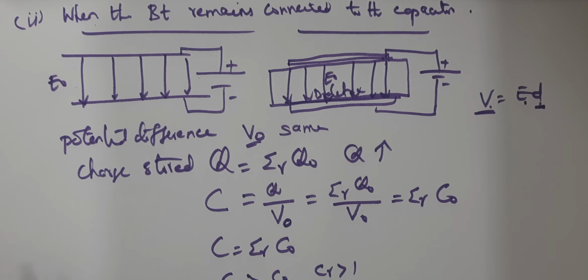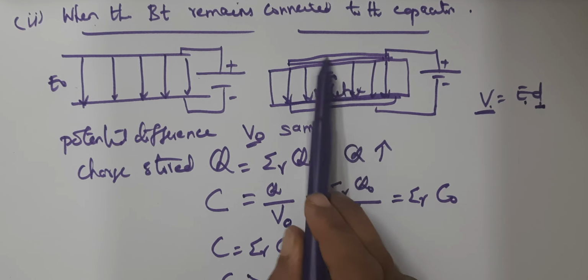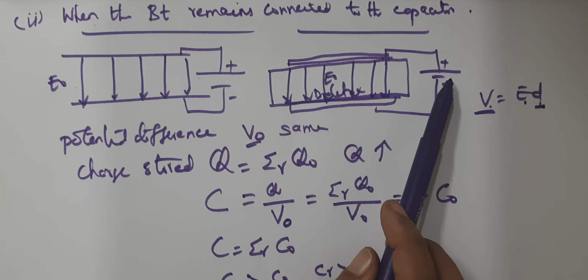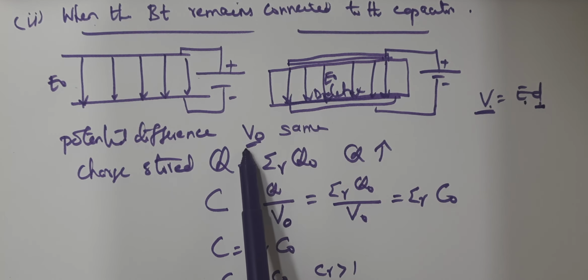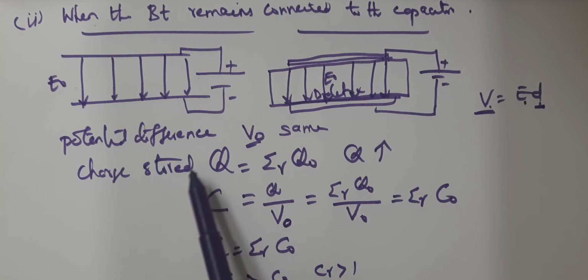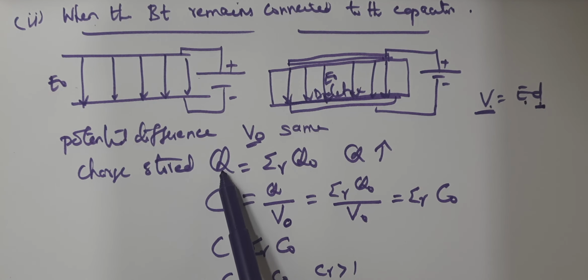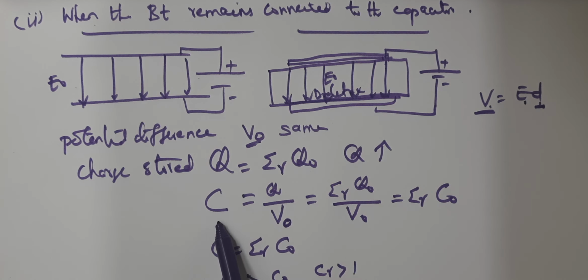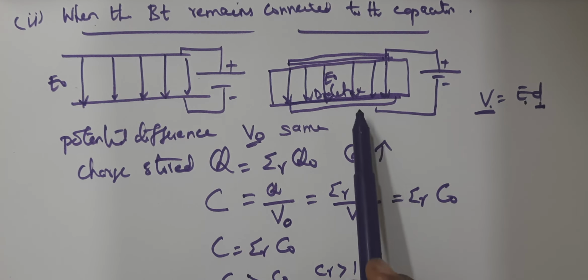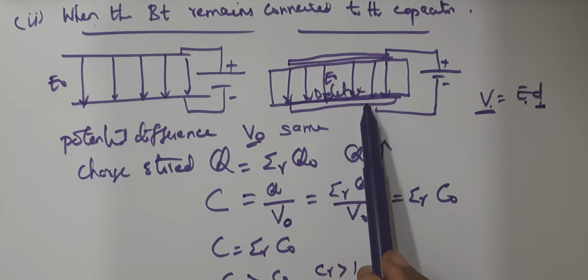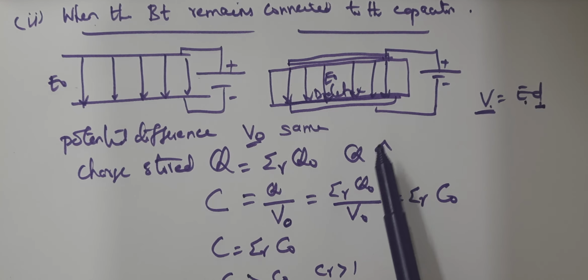So we have seen that when the dielectric is inserted between the capacitor plates while the battery remains connected, the potential difference is the same, V0 remains the same. But the charge stored in the capacitor increases. Because the charge increases, the capacitance also increases. So capacitance increases, but the electric field remains constant. Let's move on to the energy.